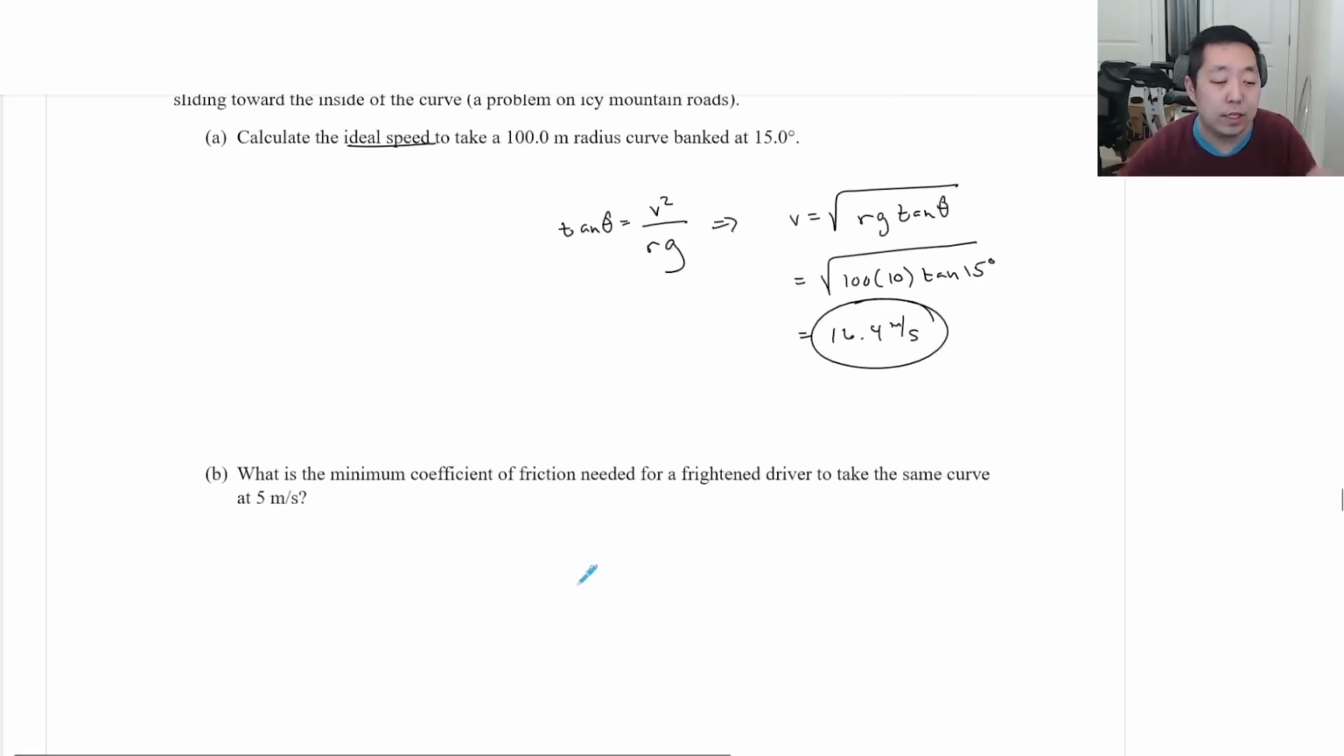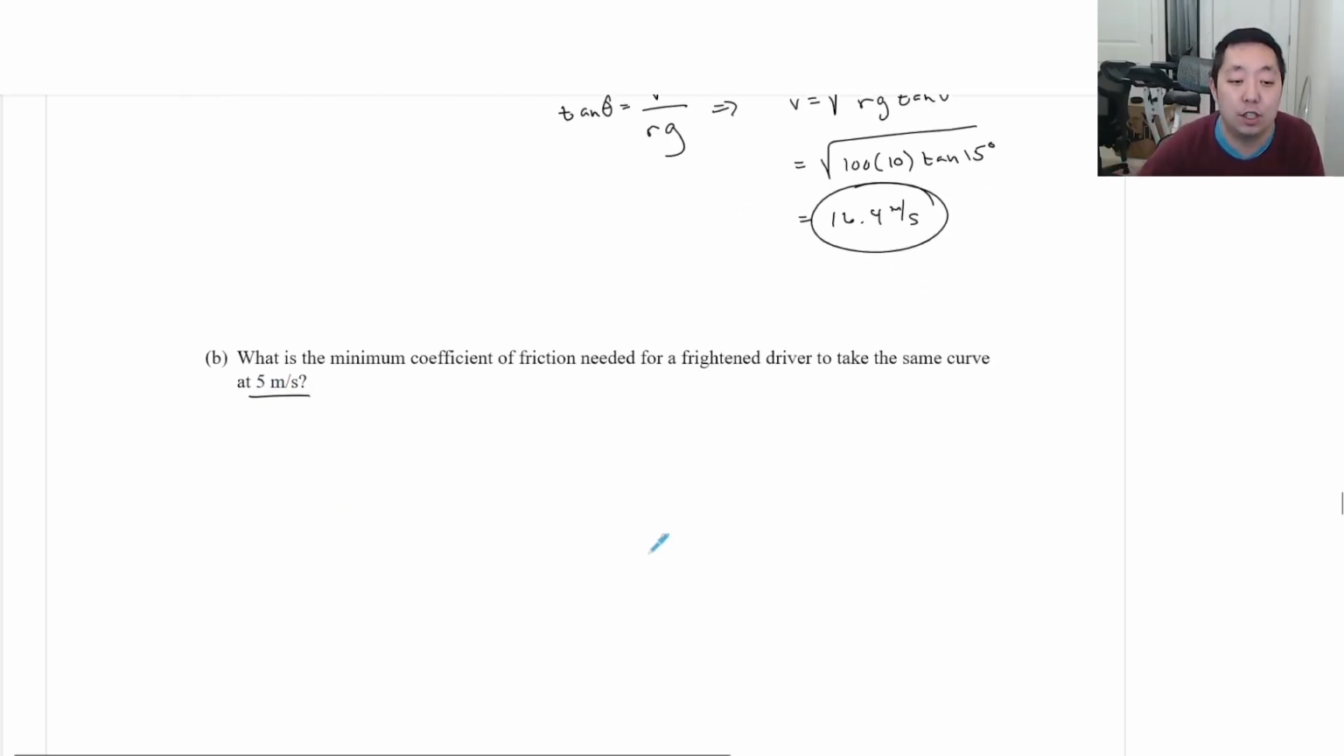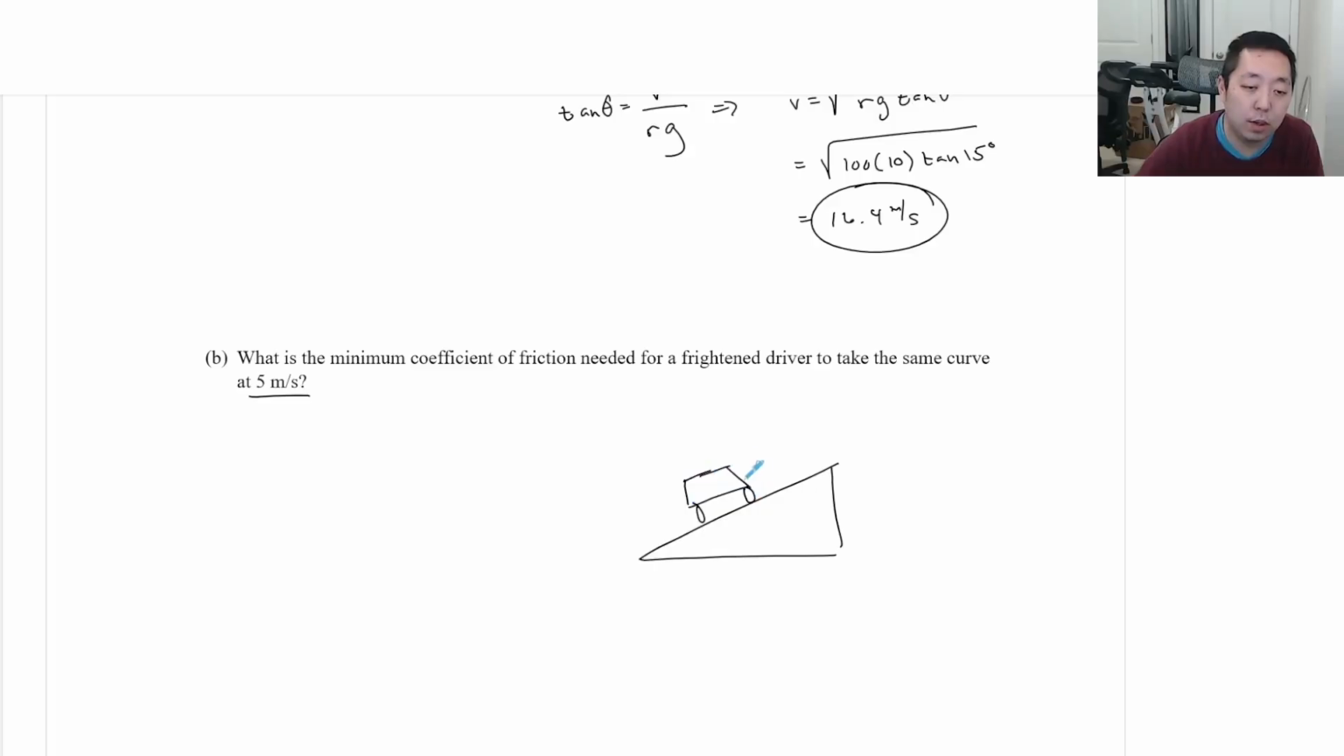So now, what is the minimum coefficient of friction needed for a frightened driver to take the same curve at 5 meters per second? So now what's happening is you're going slower than that speed. Okay, so we need less centripetal acceleration. If I draw the free body diagram of this guy, let me just put it as a dot over here to make it a little clearer. I'm going to have gravity going down on this car. I'm going to have normal force.